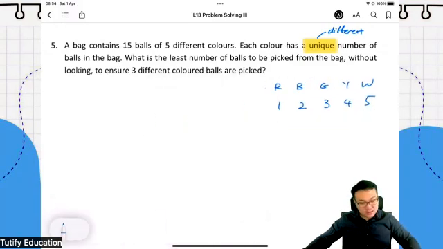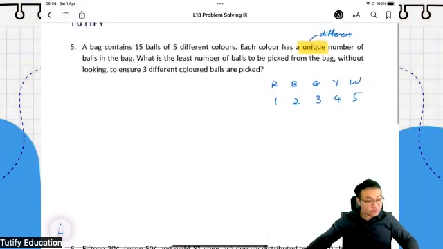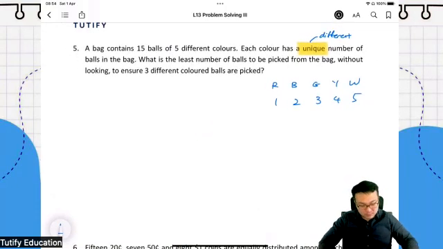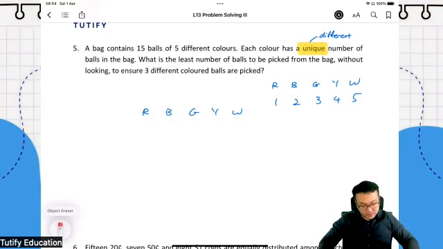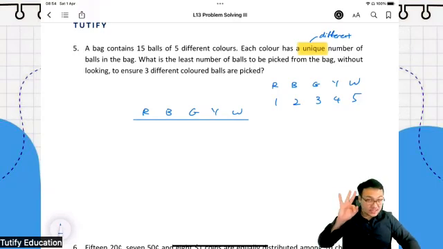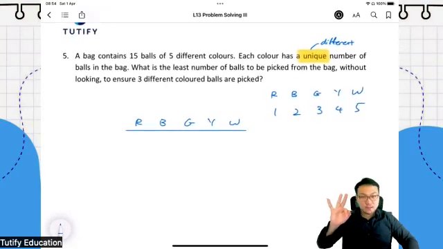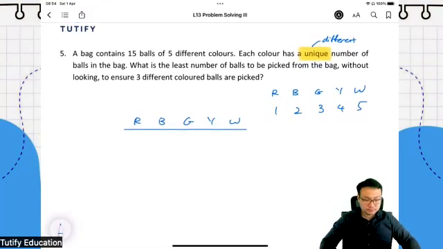Okay, we just imagine that you have 1, 2, 3, 4, 5. Now, let's say you're trying to take your balls: red, blue, green, yellow, and white. 5 different balls, right? They say, what is the least number of balls that you must take without looking to make sure that you have 3 different color balls? Let me just give an example.